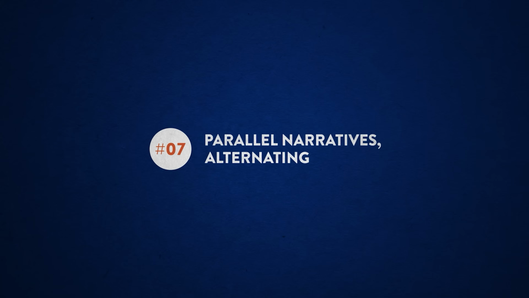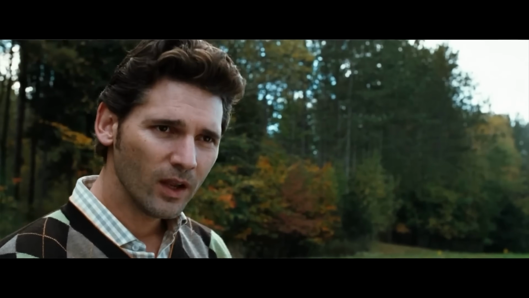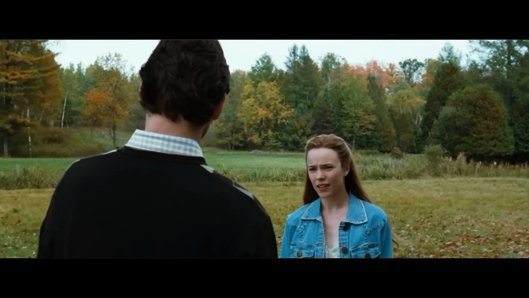Let's look at number 7, parallel narratives alternating. A lot of books use this structure because it is a tried and true one, and I want to give you a bunch of different examples and then give some guidelines about how you can use it well. Parallel narratives are basically where you have 2 main characters and each chapter alternates between their stories.